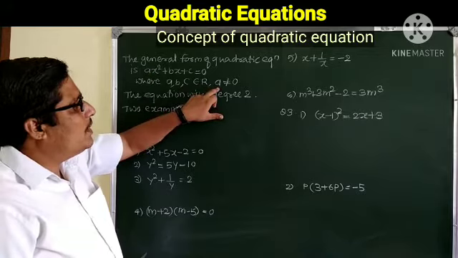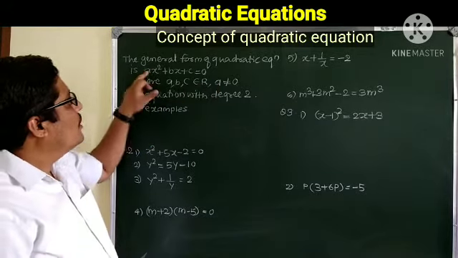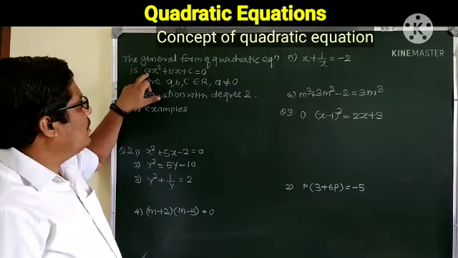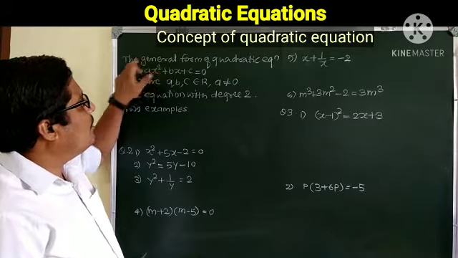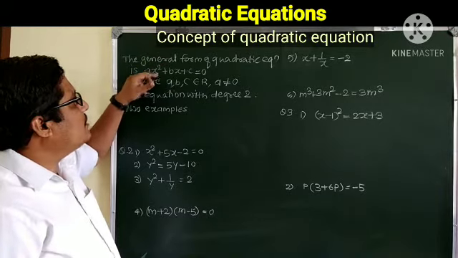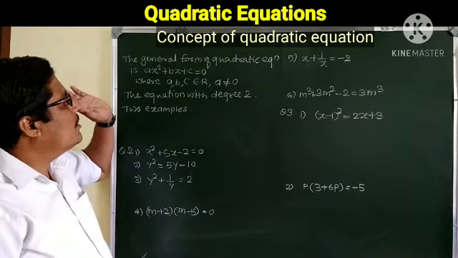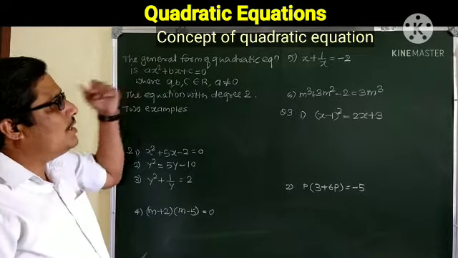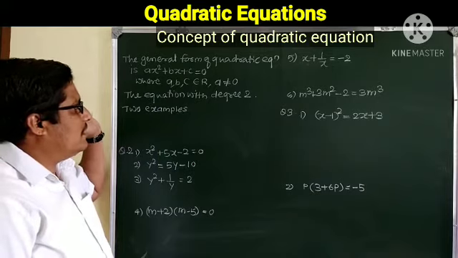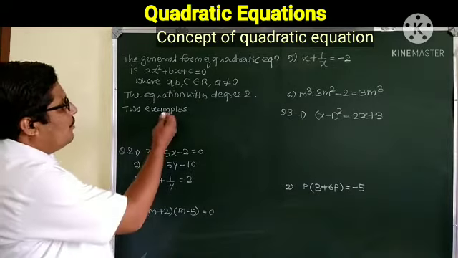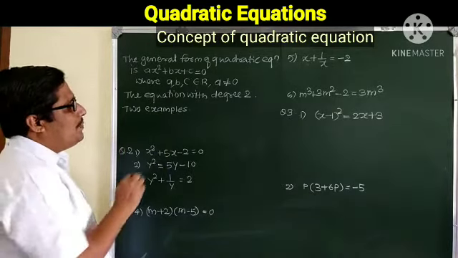What will happen if a is equal to 0? So if we write 0 here, 0x square will be equal to 0. That means the square term will not be present in the equation. Therefore, it will not be a quadratic equation in that case. So we are going to write two examples.